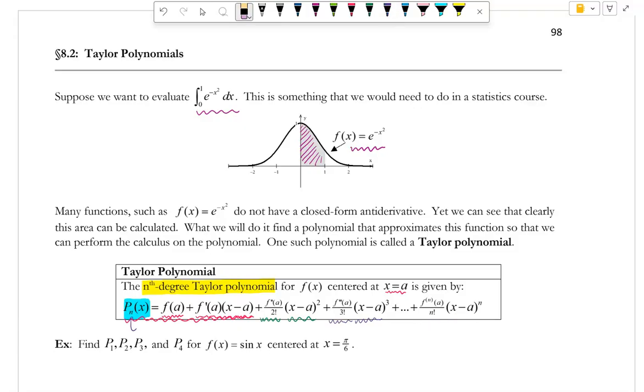Again, if I look at the structure, there's a pattern here that makes this easier to think about.